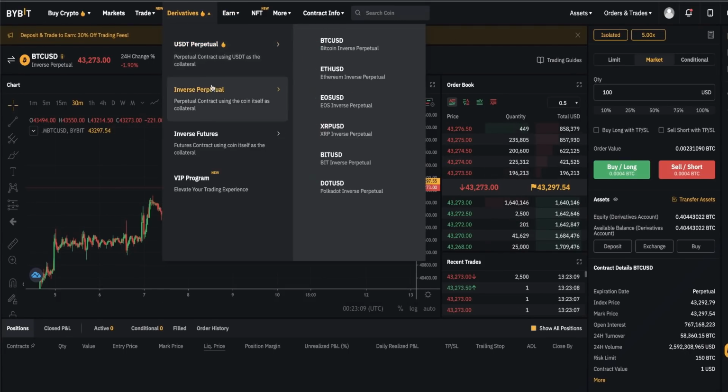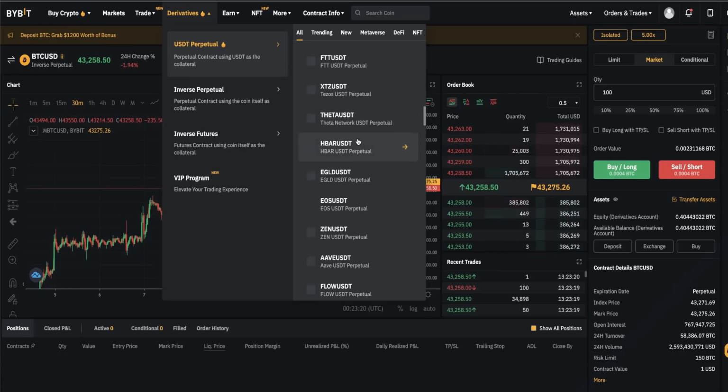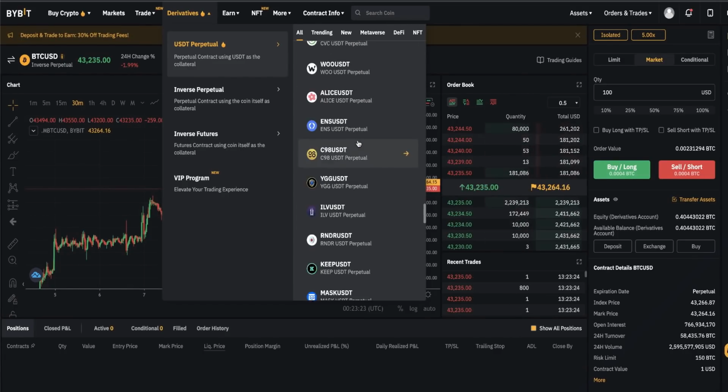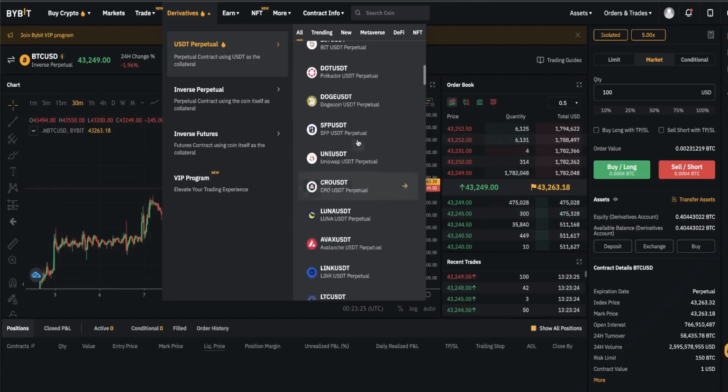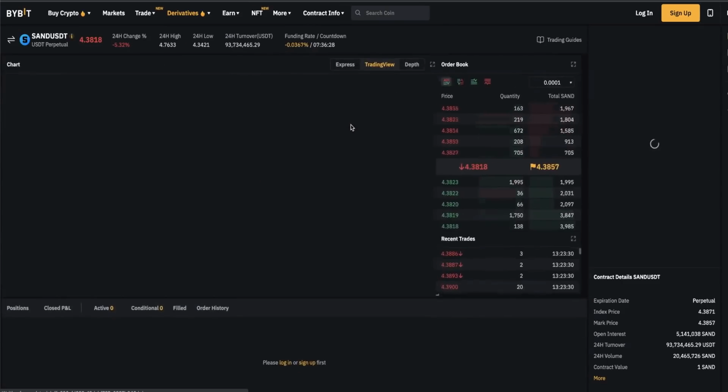However, not all of the assets are supported in inverse perpetual contracts. In fact, very, very few are. You can see there's only 6 here. USDT perpetual contracts give you a lot more options on what you can be trading over here on the exchange. So let's go ahead and check that out. We'll go to the Sand USDT trading page.